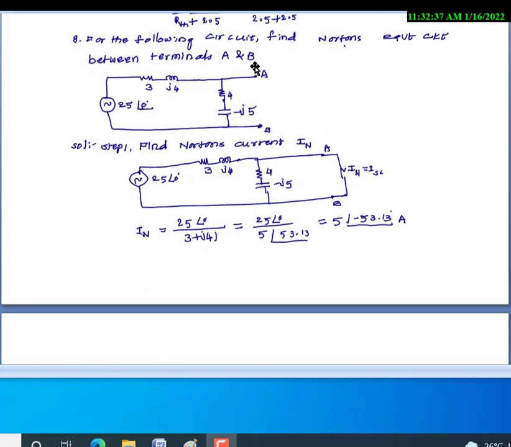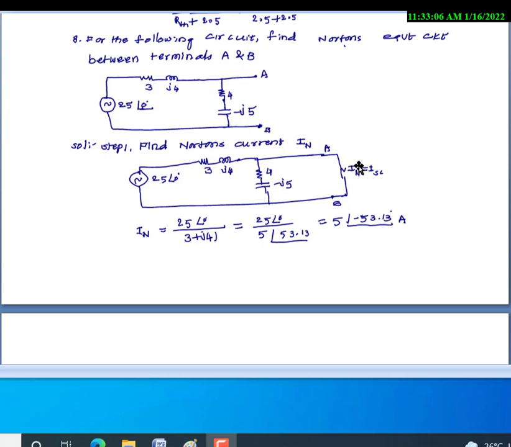Now look at the problem here. For the following circuit, find the Norton's equivalent circuit with respect to terminals A and B. This is an AC circuit and the applied voltage is 25 volts. The impedance here is 3 plus J4, and here 4 minus J5 is the impedance, and we need to know the Norton's equivalent circuit with respect to terminals A and B.